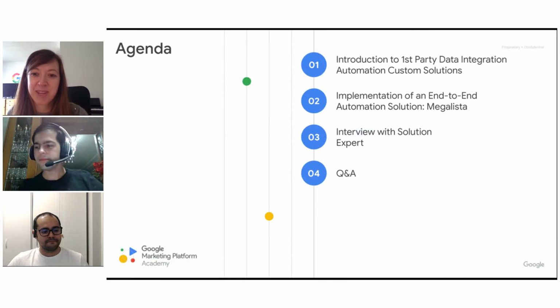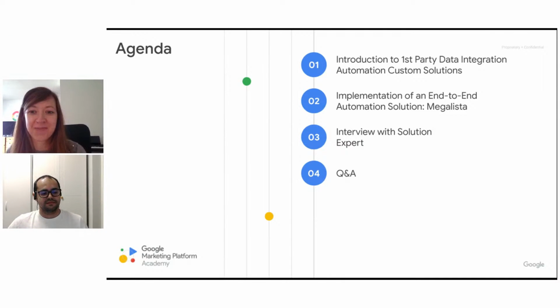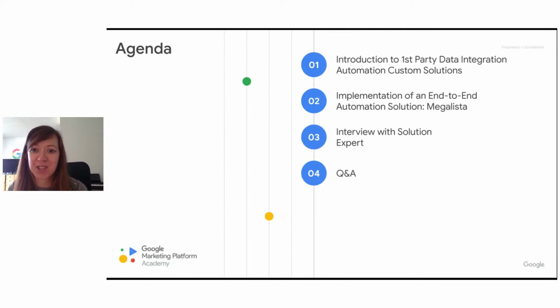In the agenda, we have 4 points for you today. We will go over an introduction to first-party data automation solutions. We will look at the implementation of an end-to-end automation solution, and we will also have an interview with our solution experts. We will be closing this training with a Q&A session, so get ready to submit your questions.